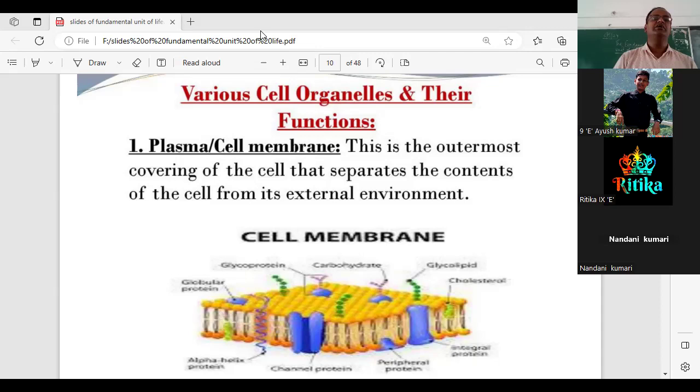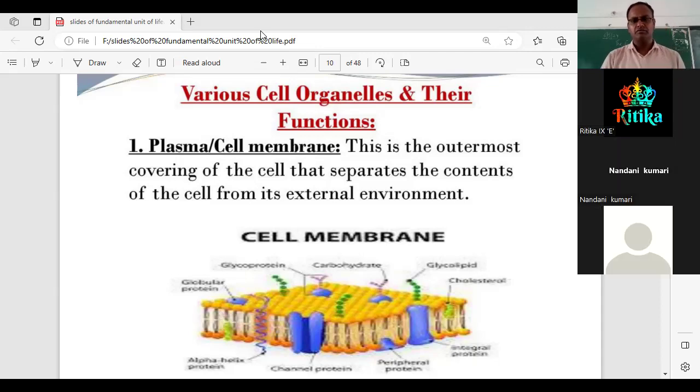Shubhali, unmute yourself. Shubhali, tell me the function of plasma membrane. Sir, it maintains the individuality of the cell. It protects the cell from injury. Plasma membrane is selectively permeable. It allows the important entry and exit of the cell. Okay, very good, Shubhali.